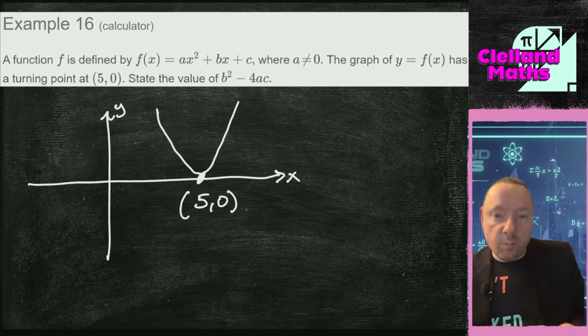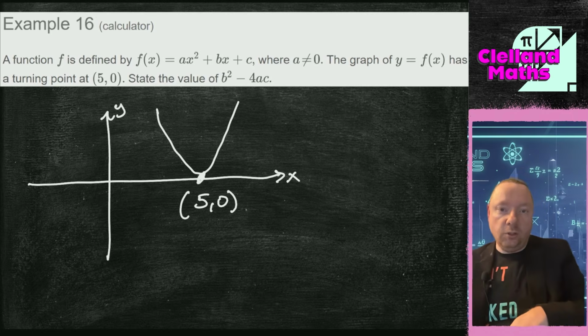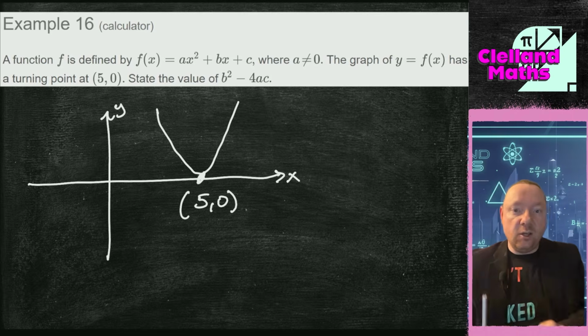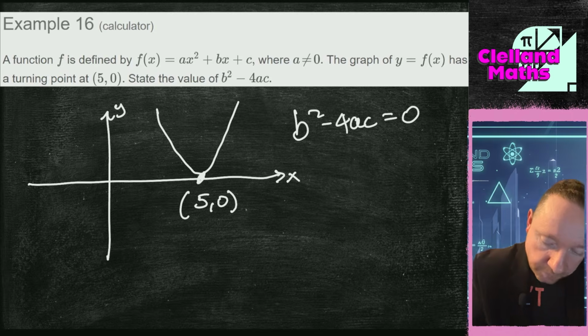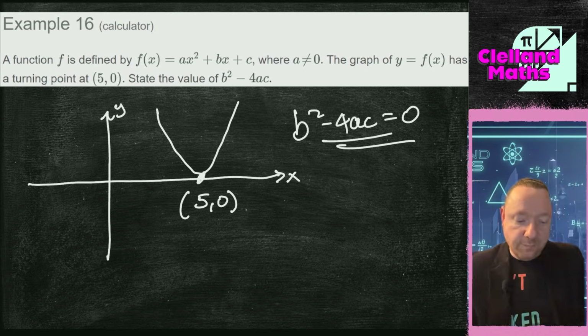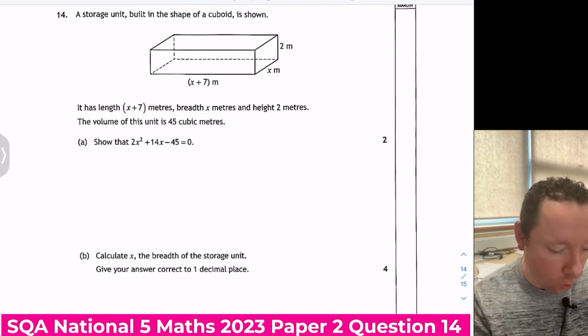If it's touching the x-axis at one place, it means the discriminant must be 0 because it's got two real and equal roots. So if you get the discriminant 0, it means your turning point is on the axis. Quite important that. That means that b squared minus 4ac equals 0. And we're done there. SQA National 5 Maths 2023, Paper 2, Question 14.